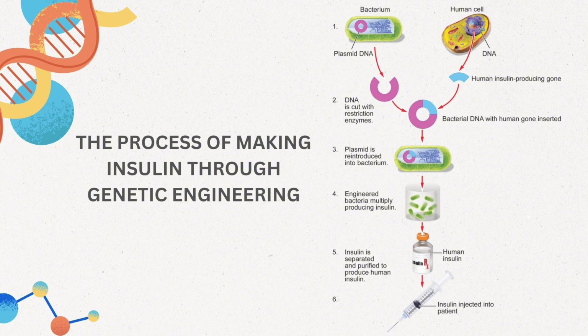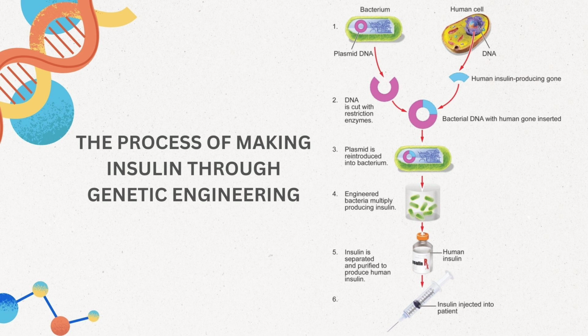The third step is the plasmid is reintroduced into the bacterium. So the insulin gene is often inserted into a plasmid, a small circular DNA molecule. This plasmid containing the insulin gene is reintroduced into bacteria.